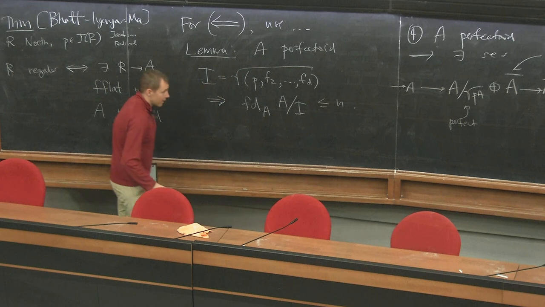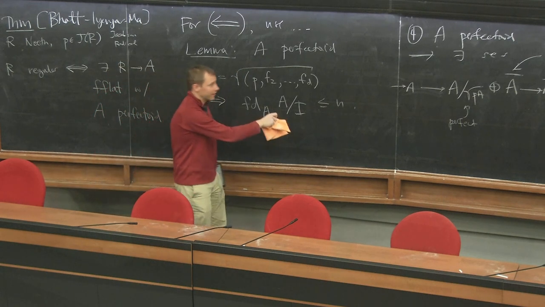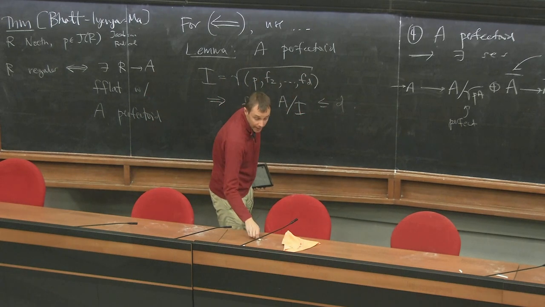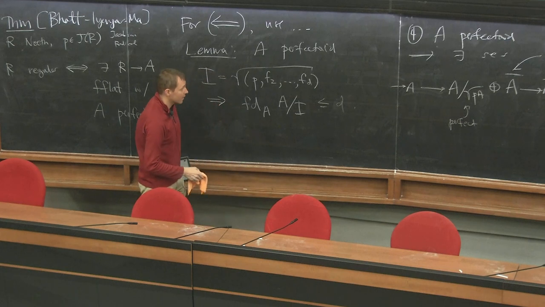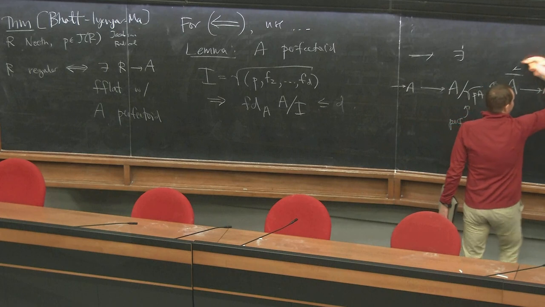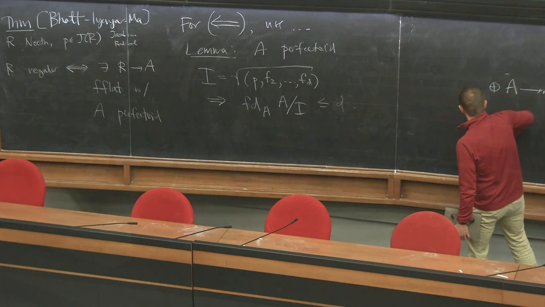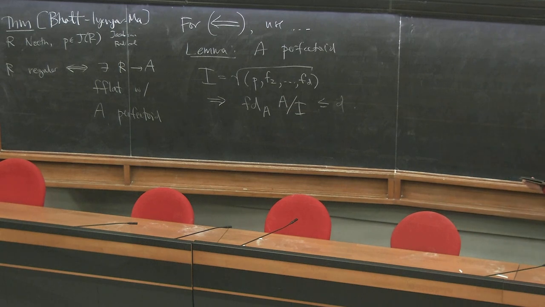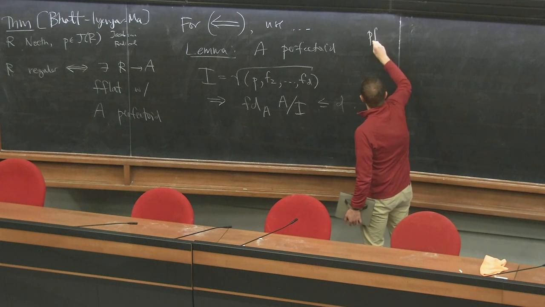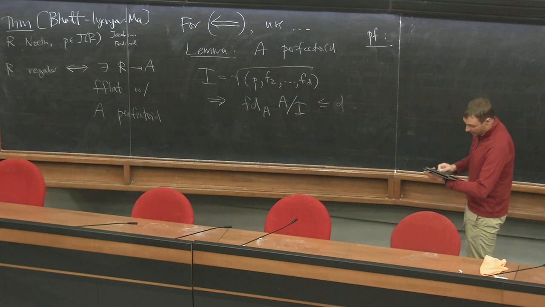Then the lemma says that the flat dimension is bounded by the number of elements you had to take. So literally the same argument we gave goes through. All you need to know is this finite flat dimension part to conclude that the ring A was regular, right? And the proof, I'll leave for you to figure out, right?